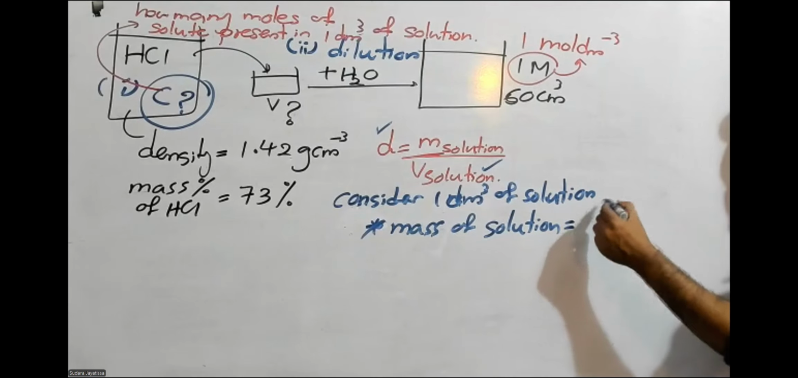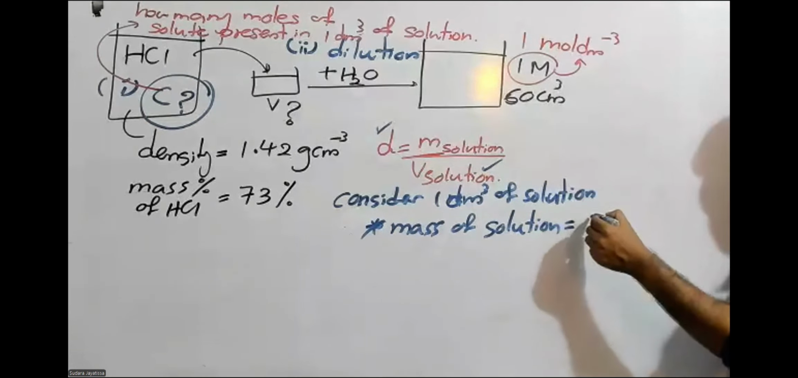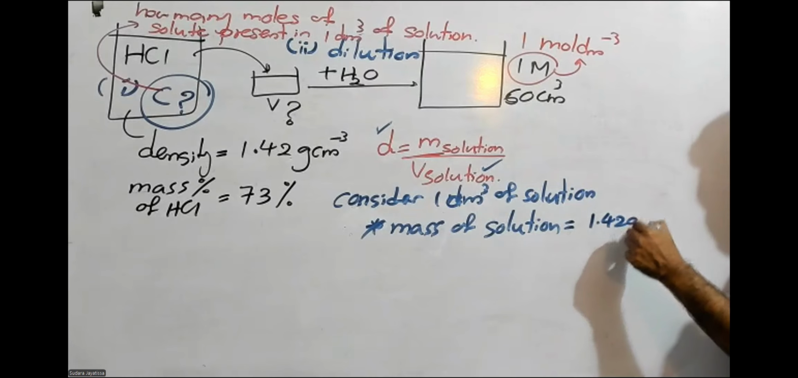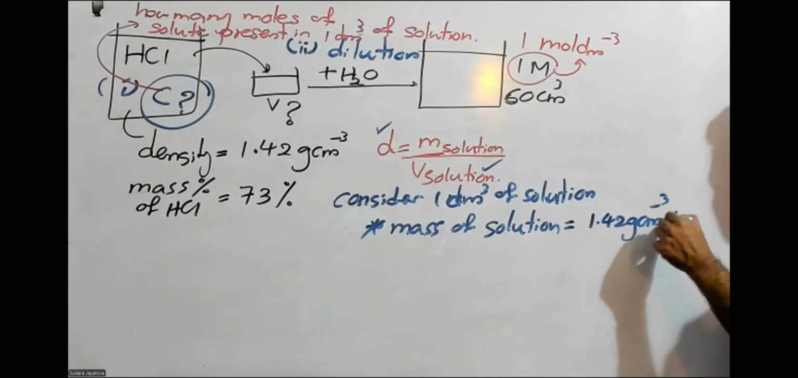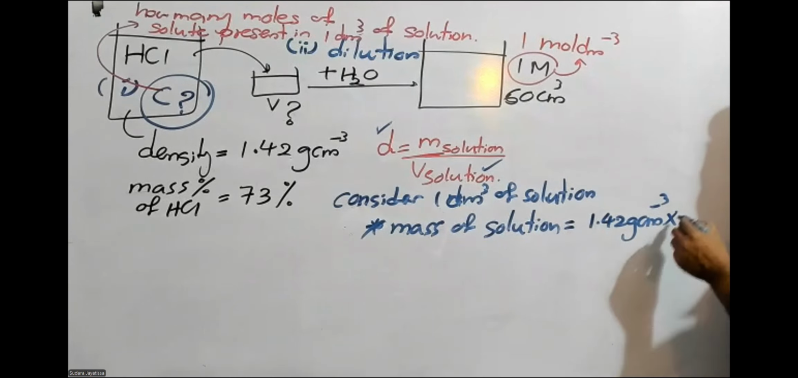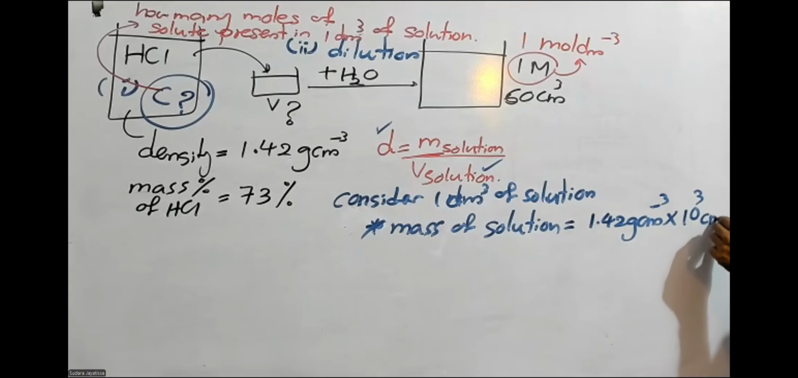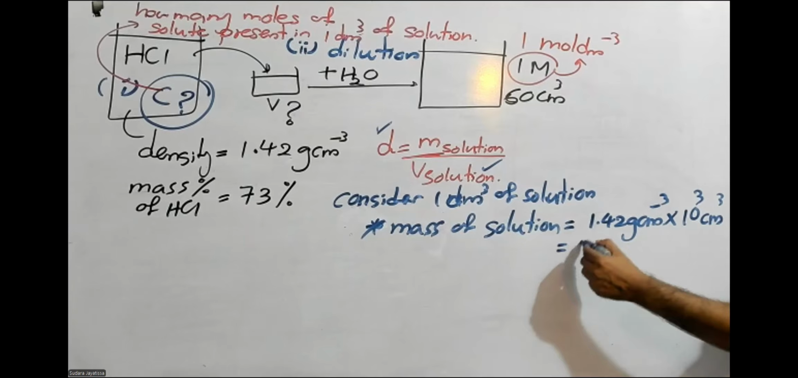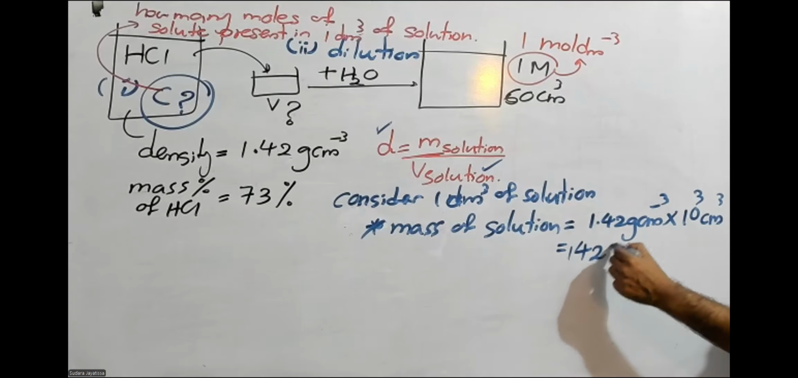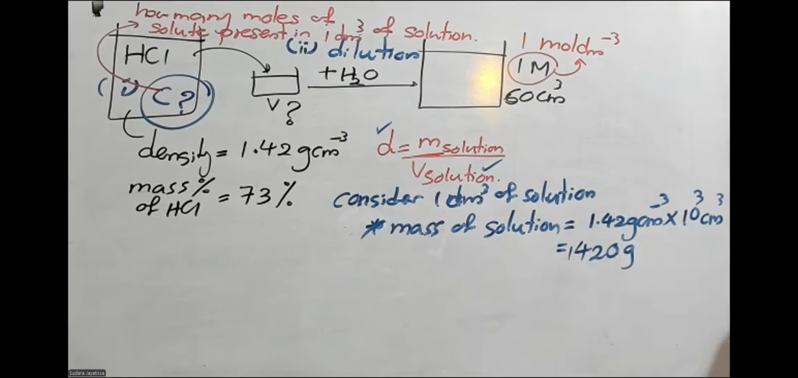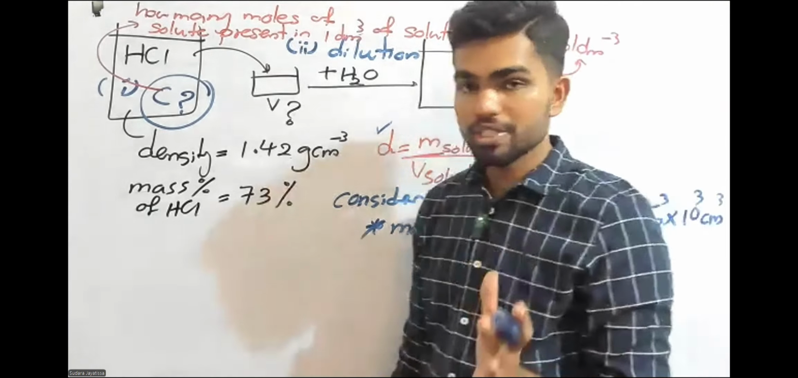Mass equals density times volume. 1.42 gram per cubic centimeter, and our volume is 1 dm cube, that means 10 to the power 3 centimeter cube. It gives you 1420 grams. That is the mass of solution.